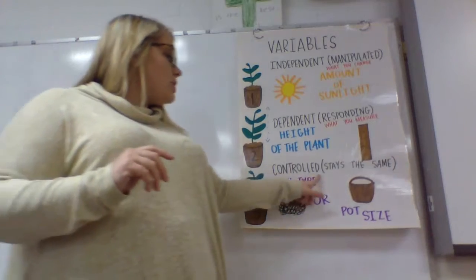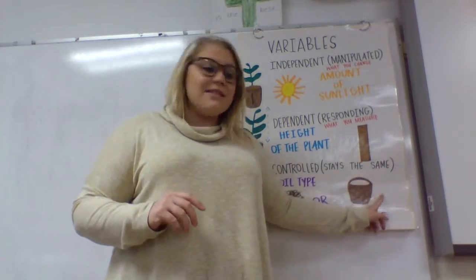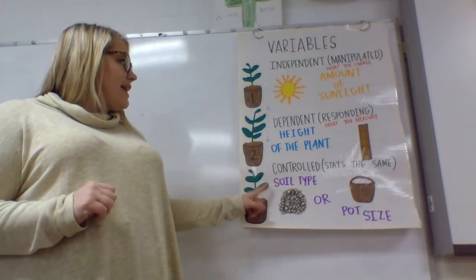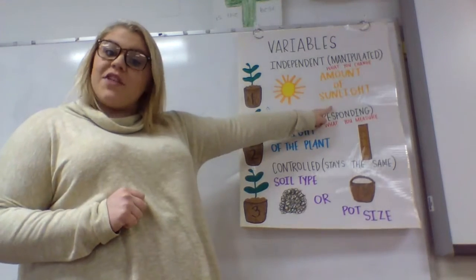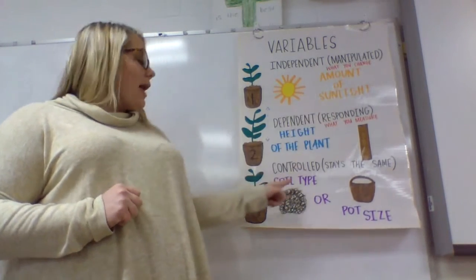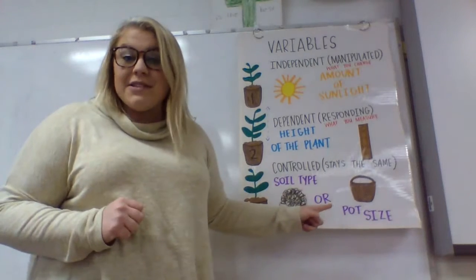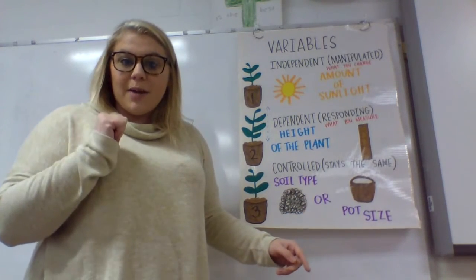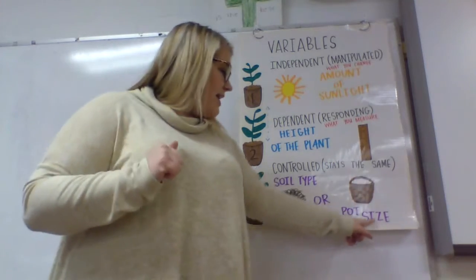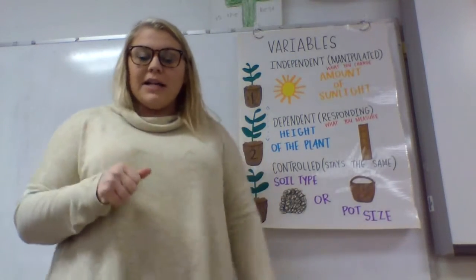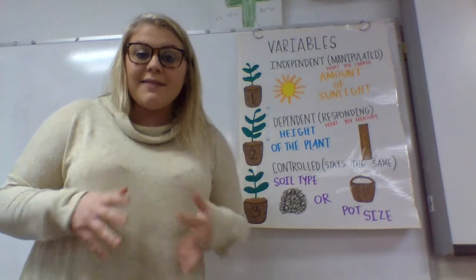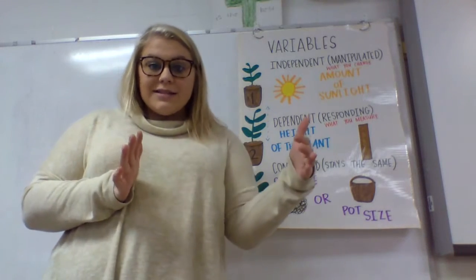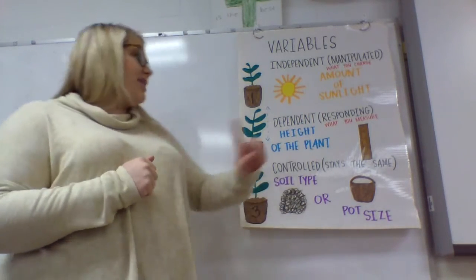So the controlled variable, or the variables that stay the same, that means that if I am just wanting to know if the amount of sunlight impacts plant growth, then I need to have the same type of soil. So all three plants need to have the same type of soil. All three plants need to have the same size pot. All three plants need to get the same amount of water. Everything else stays the same except for the one thing that I change.